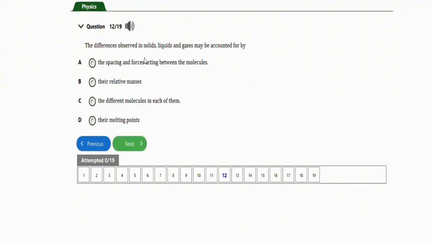It says difference observed in solids, liquids, and gases may be accounted for by. The correct option here is option A, the spacing and forces acting between the molecules. Let's go to the next question, which is this one.